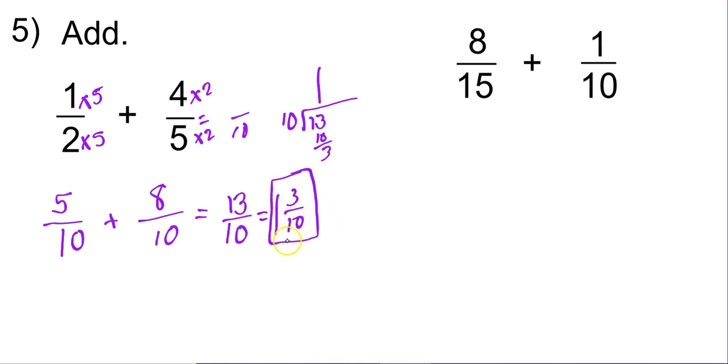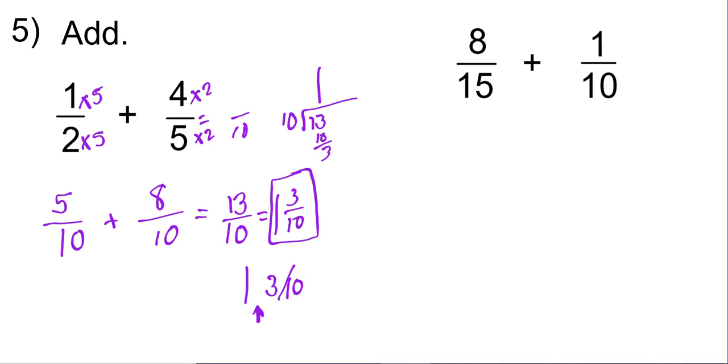When you type this into your answer in Canvas, you do 1 and then 1 space and then 3/10. If you put more than 1 space in your answer, it's going to end up being marked wrong.